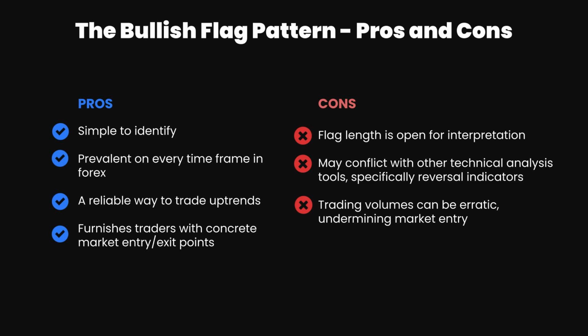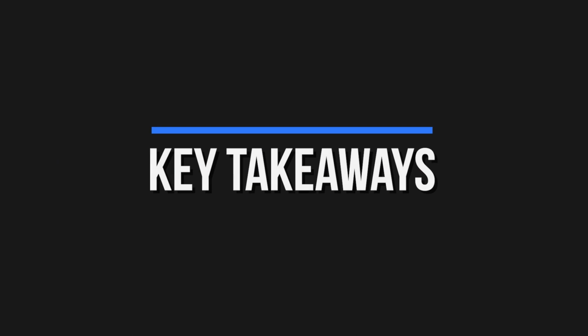Now, on the con side of the ledger, the flag length is open for interpretation. There is a bit of nuance and discretion involved in identifying an ideal flag length. Secondly, it may conflict with other technical analysis tools, specifically reversal indicators. And lastly, trading volumes can be erratic in the live market, and this oftentimes can undermine market entry for the bullish flag pattern.